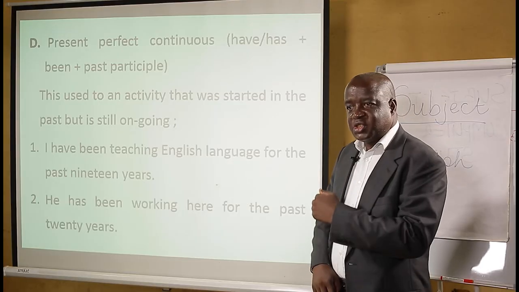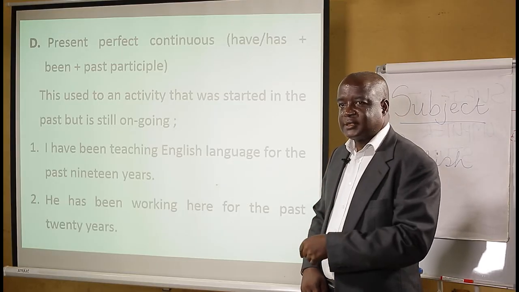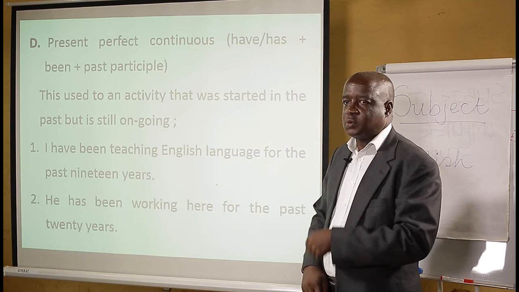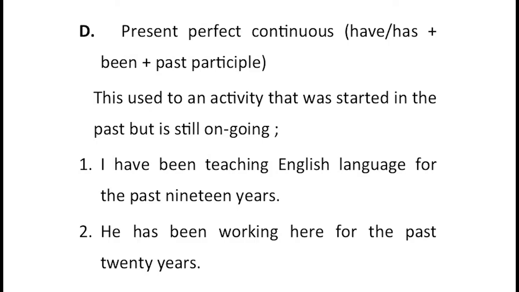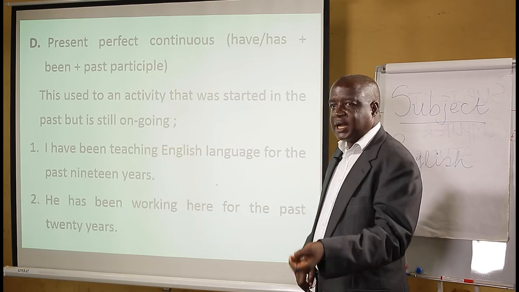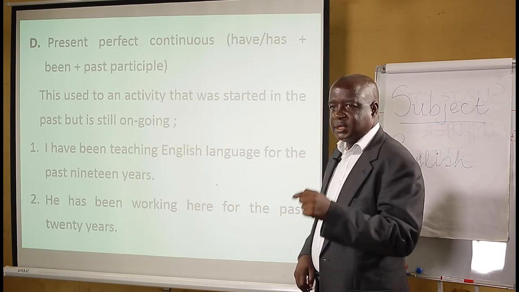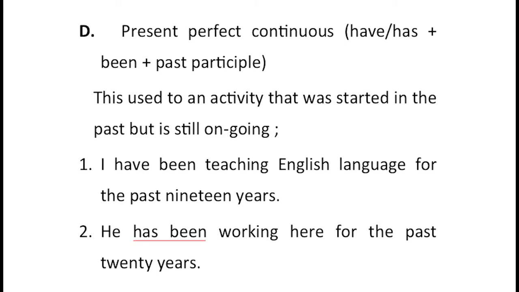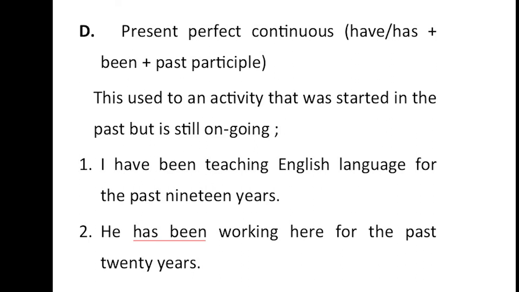The person has been teaching English for the past 19 years and is still doing so at the moment. Number 2, he has been working here for the past 20 years. Has been. The person started work here 20 years ago and is still working in the same place. The key words highlighted there are has been.